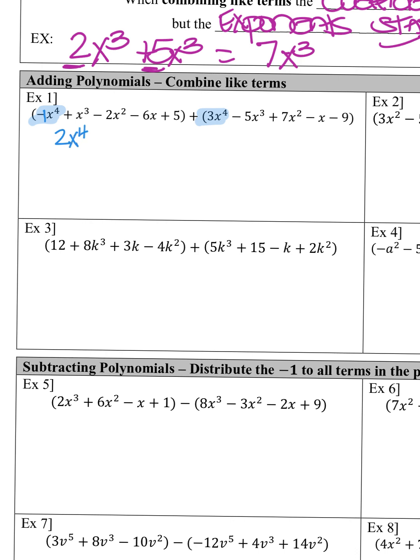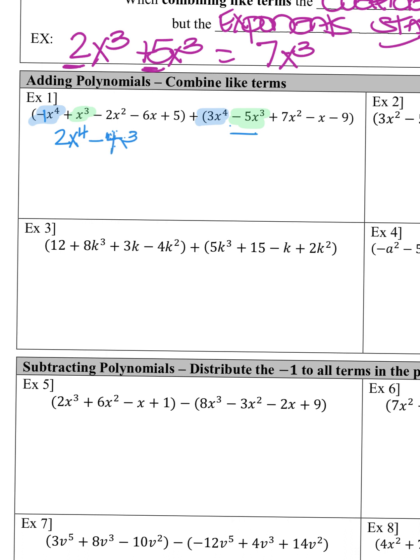Okay. Now, let's look at another. Here I have my x to the third. Do I have another x to the third? Right here. Did you notice that when I highlighted this, I made sure I took the sign in front of it? Okay, take the sign in front of it. So here now I have x to the third, which we already know has a coefficient of 1, minus 5x to the third. Okay, so when I add those both together, I'm left with minus 4x to the third.